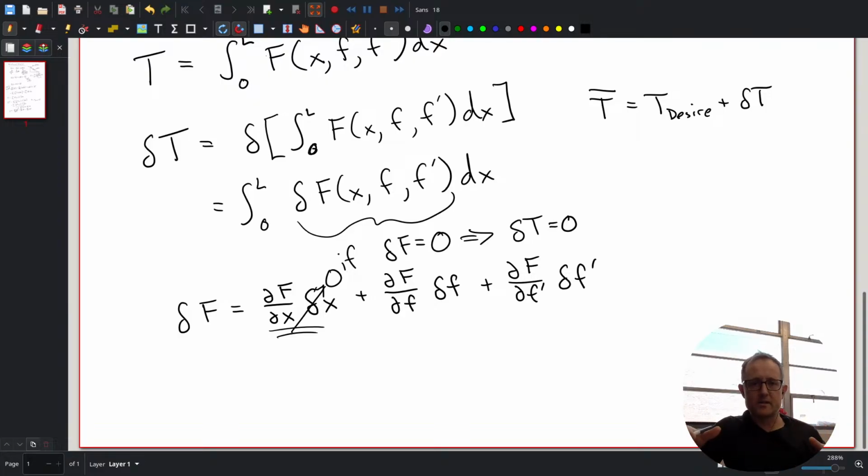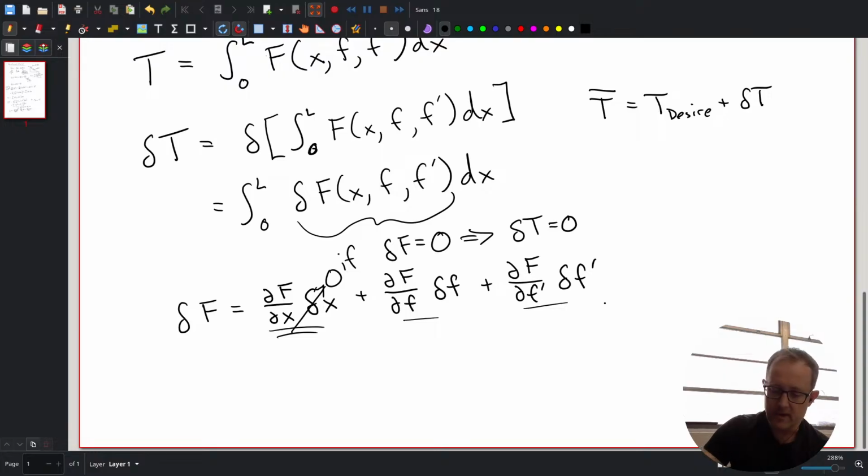There are no small changes to going from 0 to L. It's a fixed value. We have to go from 0 to L. Even if we said we want to go 0 to L plus delta L, that would be a different problem, something outside the scope of what we're talking about. So anytime we have these delta x or delta t terms, those go to 0. Then we just have these two terms: delta F is the partial derivative of F with respect to f, delta f, plus the partial derivative of F with respect to f prime, delta f prime.